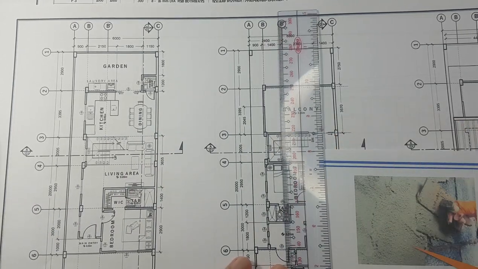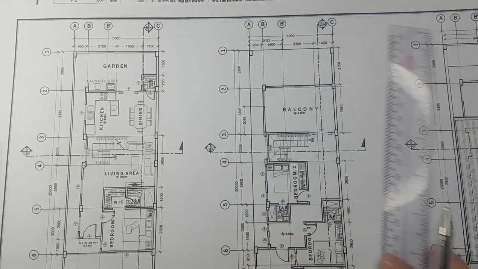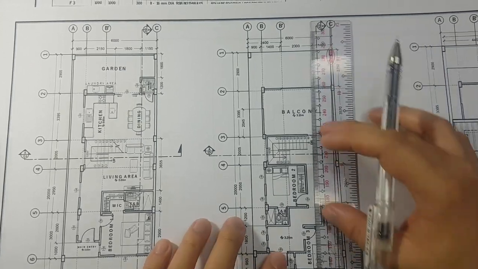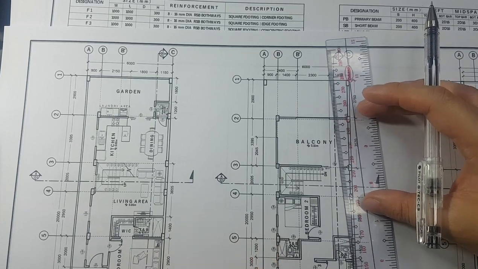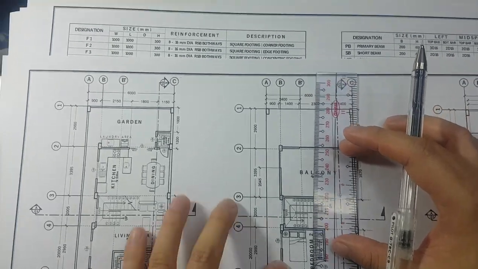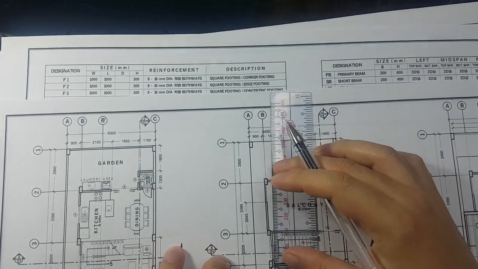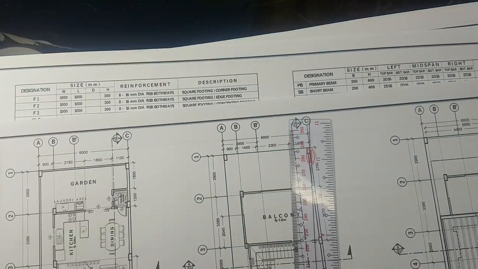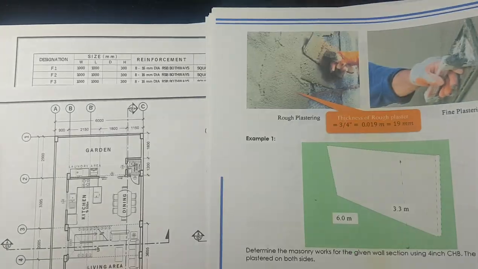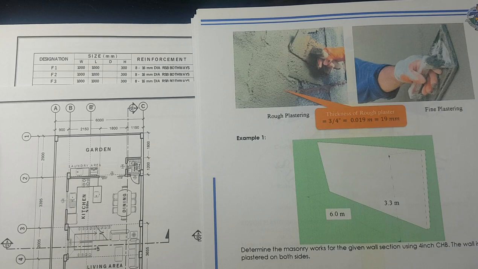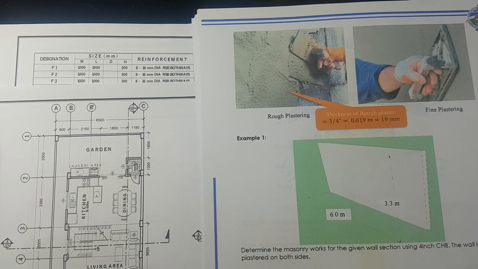Okay, if we are to measure that, since the scale is 1 to 100, we can use the ruler. We don't need our Toblerone. This one is around, it is equivalent to 250 mm. So 7.75 plus 0.25 meters. That is one side.